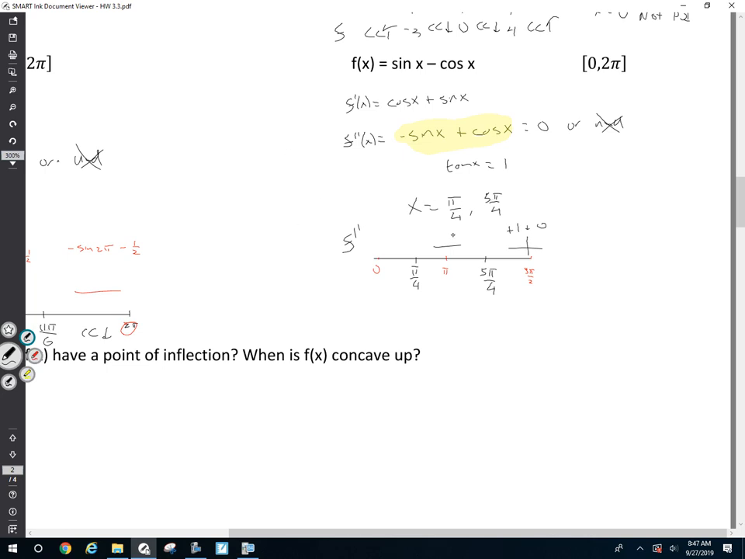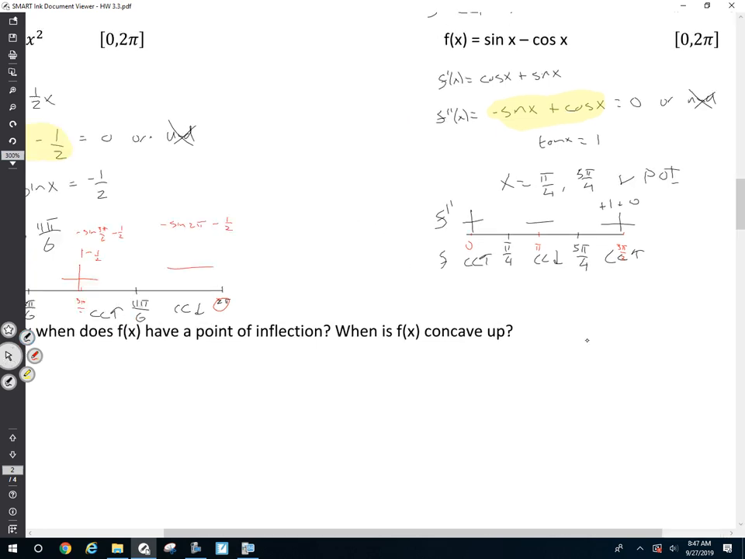Whenever I see signs not changing, I always make sure that I didn't make a mistake, and I almost made a mistake there. Sine of 0 is 0, cosine of 0 is 1, so that's a positive. So concavity does change at pi over 4 and 5 pi over 4. So f is concave up, concave down, concave up. Both of these are points of inflection.